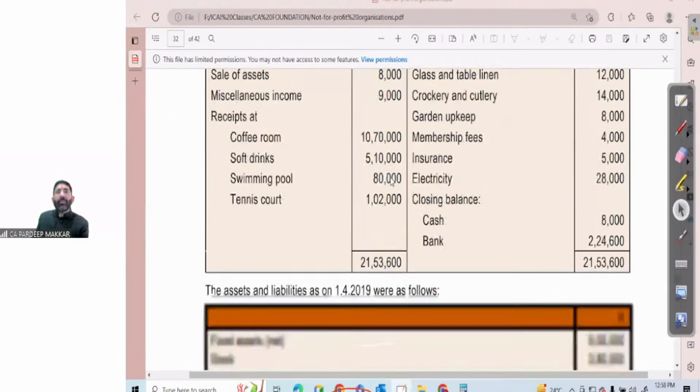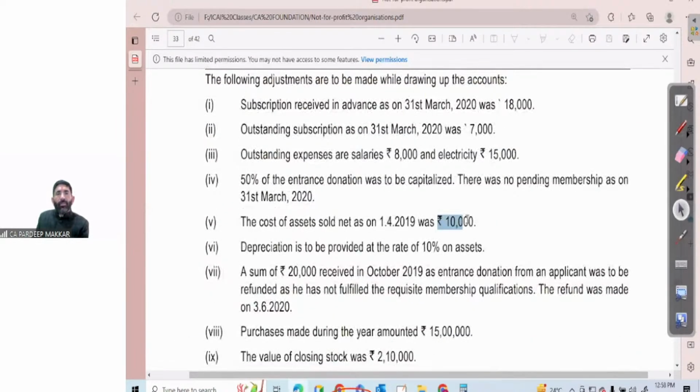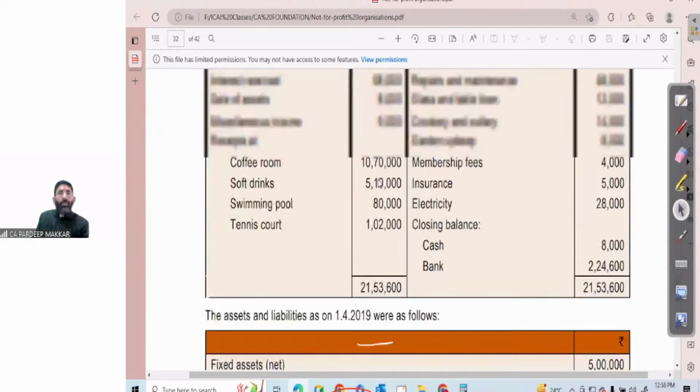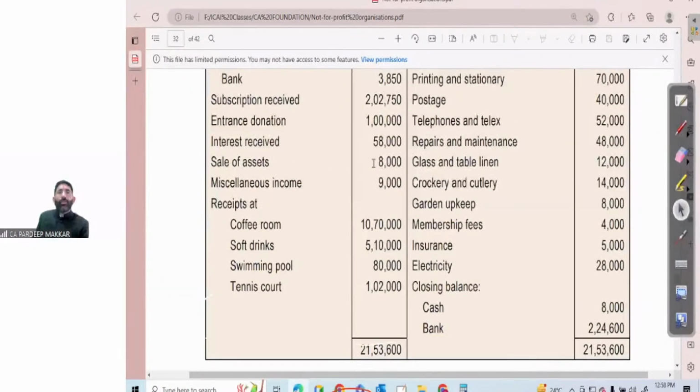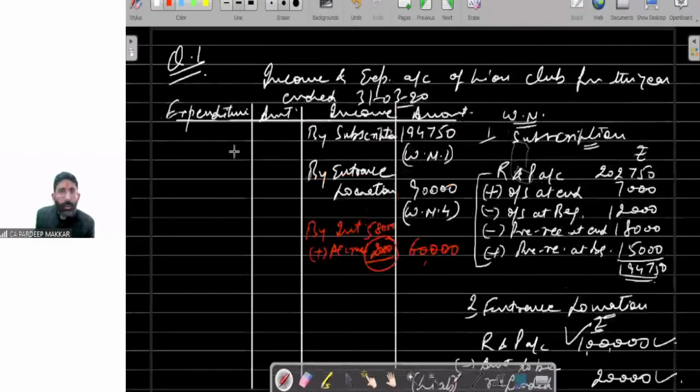Sale of asset is given to you for rupees 8,000. This asset was worth rupees 10,000. Cost of asset sold net as on 1st of April was 10,000. Now when it is sold, the date is not given to you. If you see here, date is also not given here. So we will assume that the asset worth rupees 10,000 is sold for rupees 8,000, beta. If an asset worth rupees 10,000 is sold for rupees 8,000, obviously there is a loss on sale of asset.